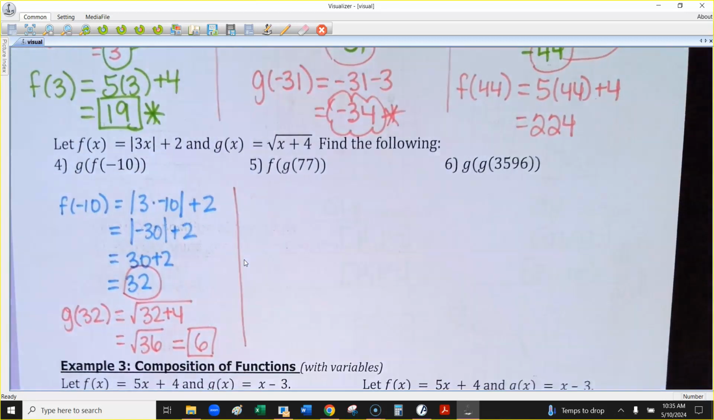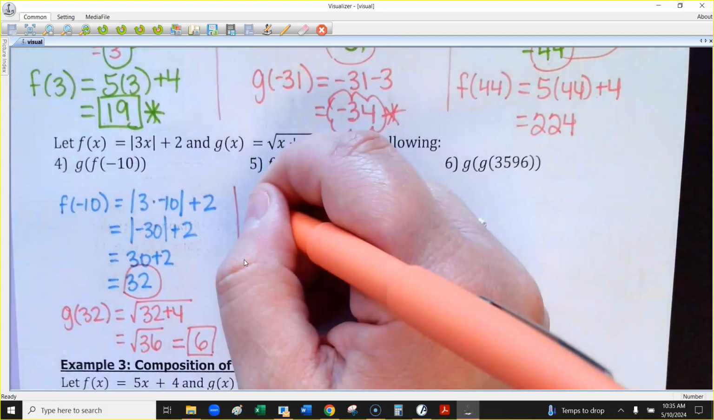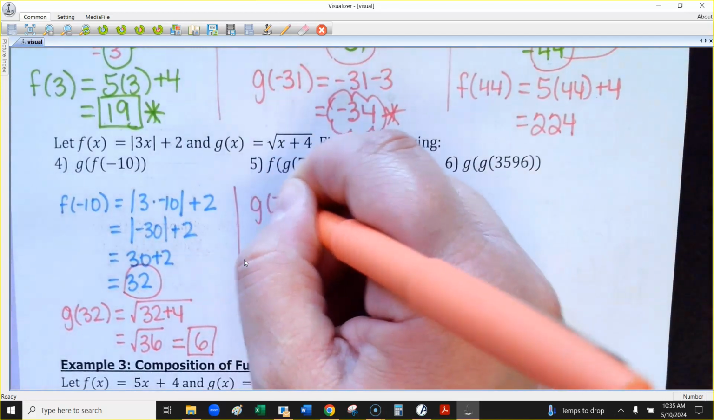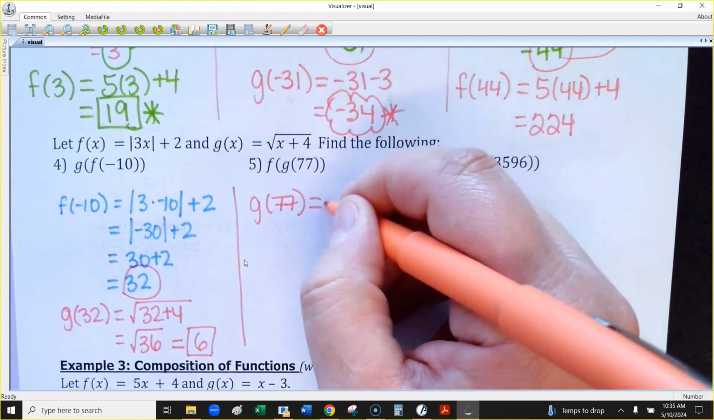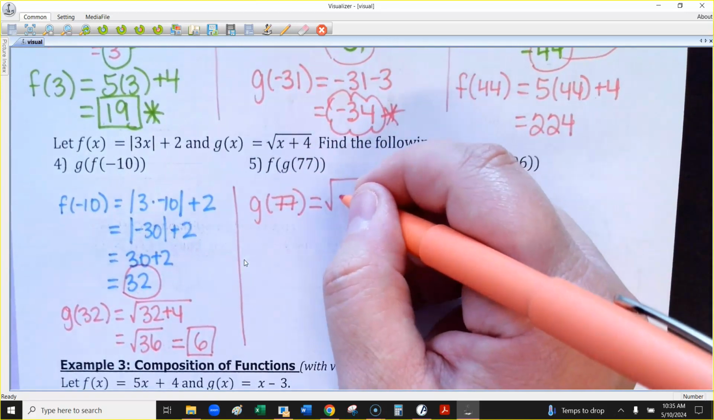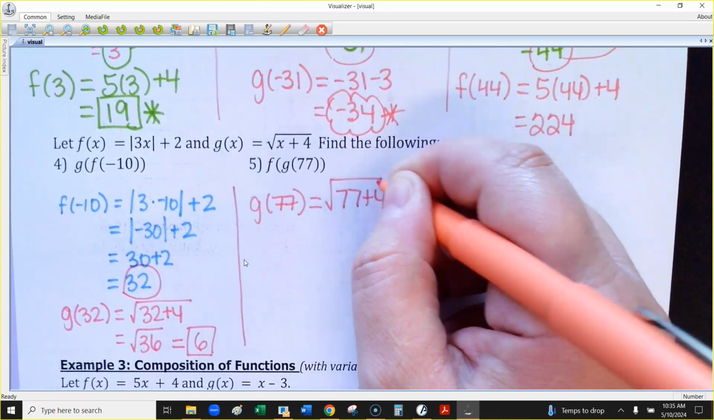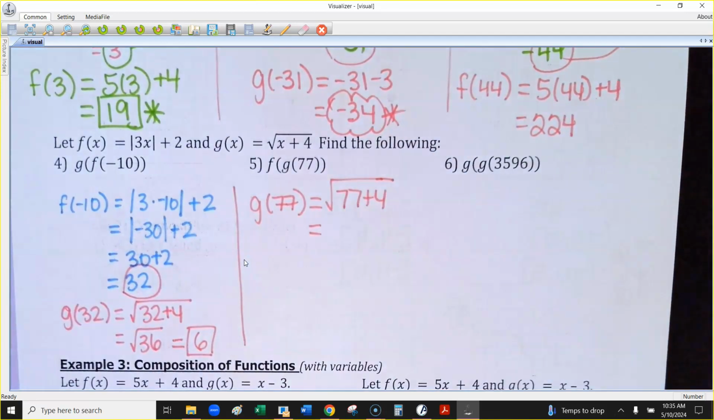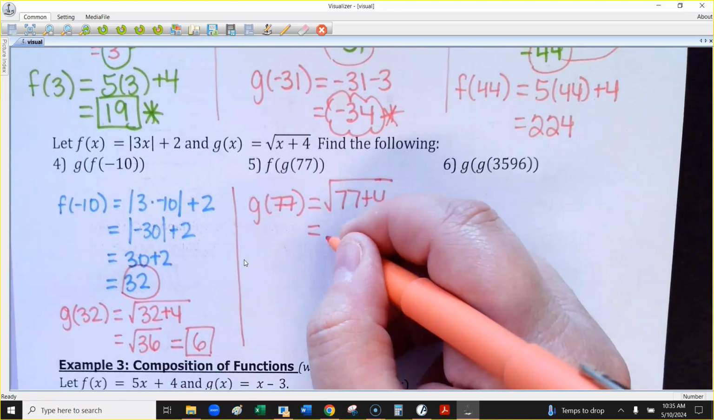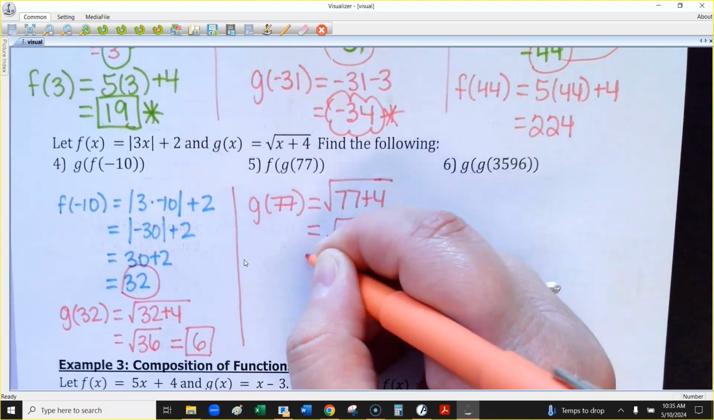Okay, let's try another one. So this one, I've got the g of 77 on the inside, so we're just going to start with that. So in the g of x function, everywhere you see an x, we're just going to replace it with 77. All right, so under the square root, get that down to one number first and then take the square root. So I'm going to add 77 and 4. So I'm going to get 81.